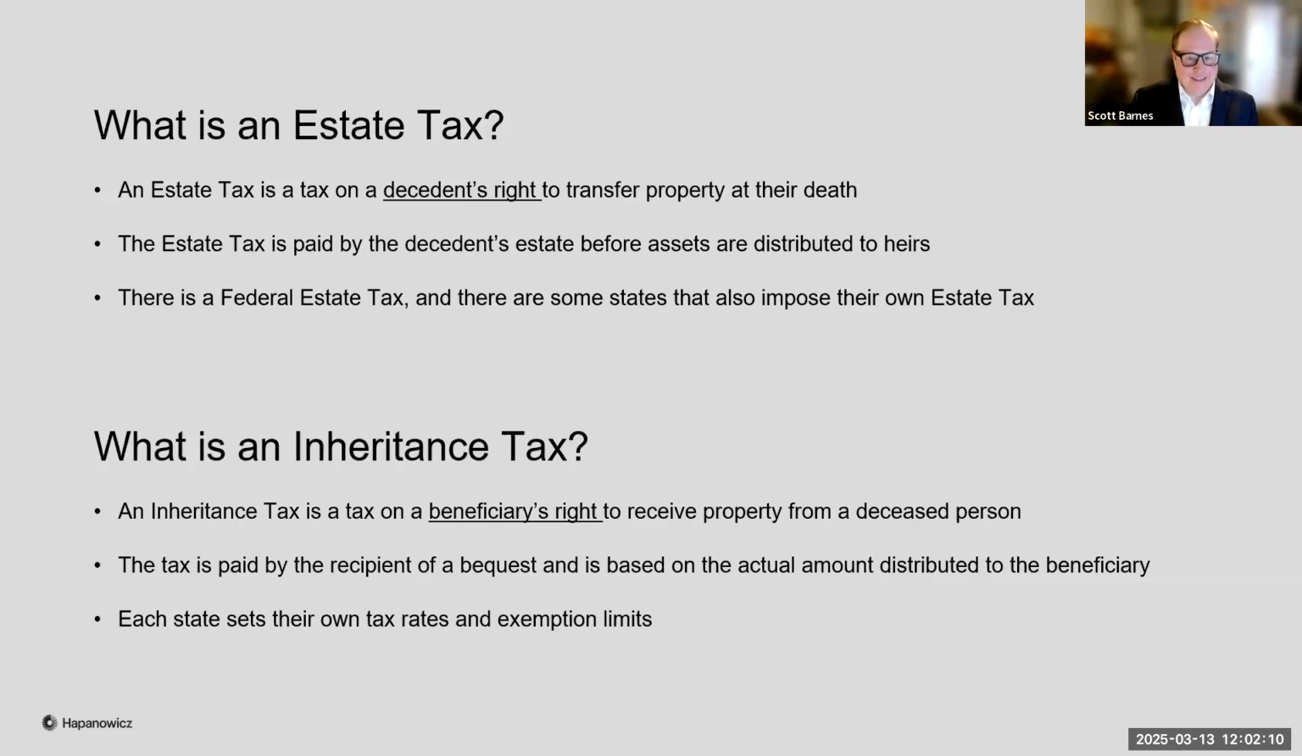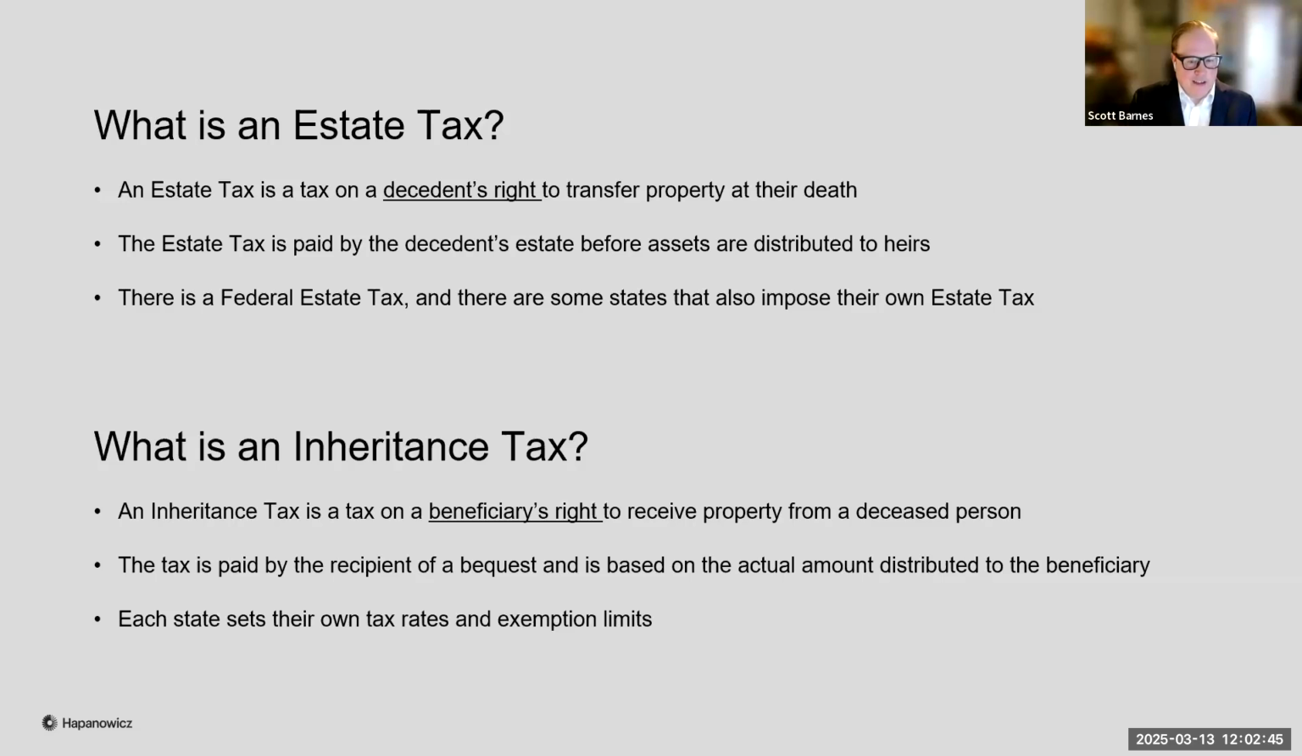An estate tax is a tax on a decedent's right to transfer property at their death. It consists of an accounting of everything you own or have a certain interest in at the date of death. The types of property included may consist of cash, securities, real estate, insurance, trusts, annuities, business interests, and other assets. And the tax itself is based on the overall value of the estate. The tax is paid by the estate of the decedent before assets are distributed to heirs. So there is a federal estate tax, and some states impose their own estate tax.